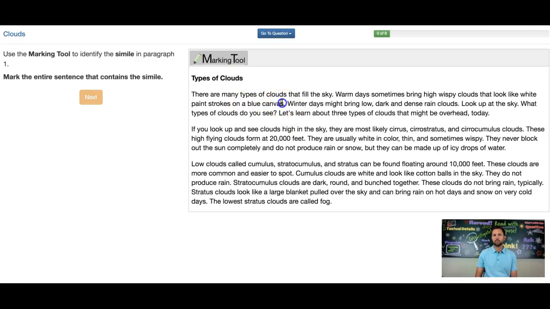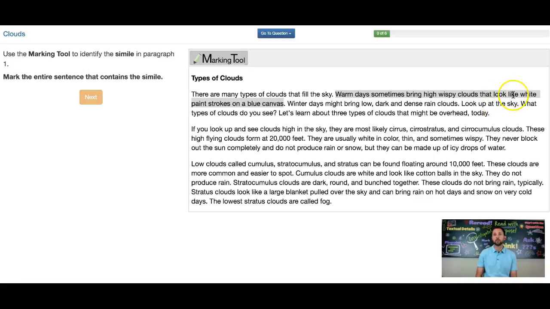Well, the blue canvas is probably being compared to the sky. And then the white paint strokes, you could see the painter painting that canvas with a paintbrush. And so the author's trying to get us to see that there are different types of clouds, and some clouds are wispy, and then they've got this paint stroke look across the sky. And this is the simile.